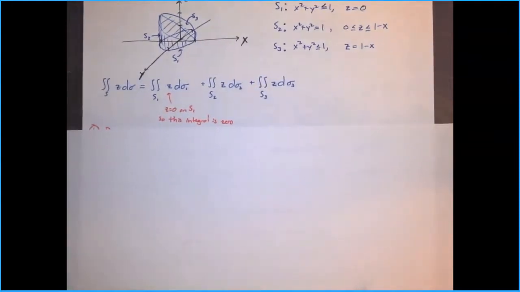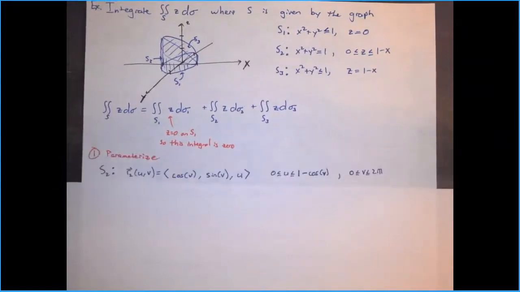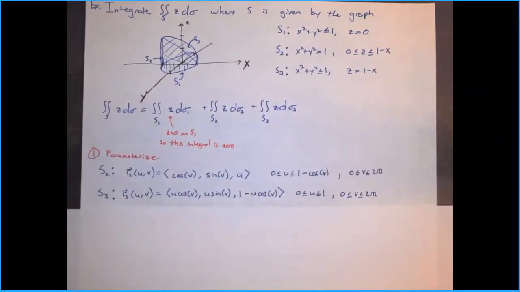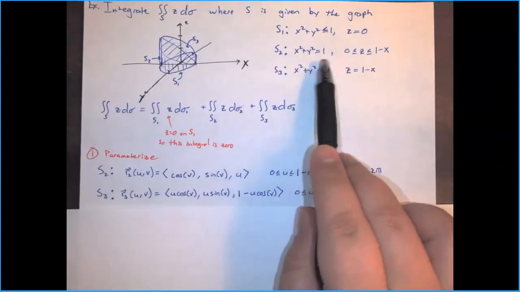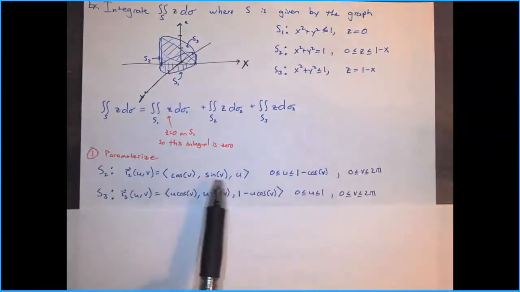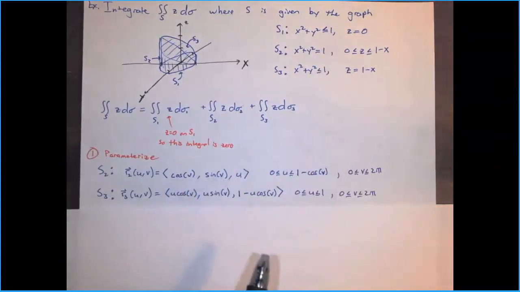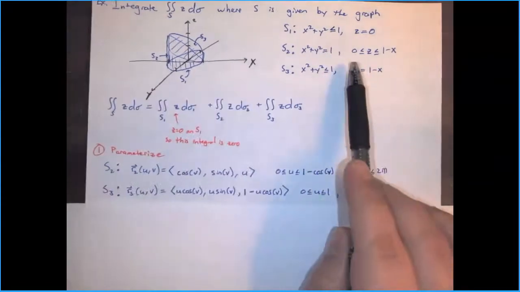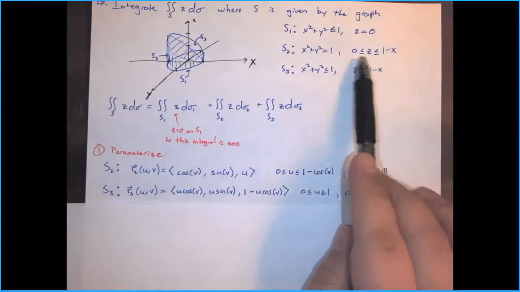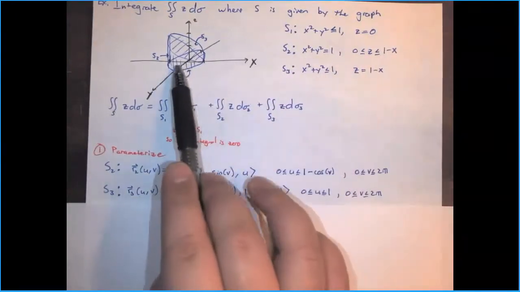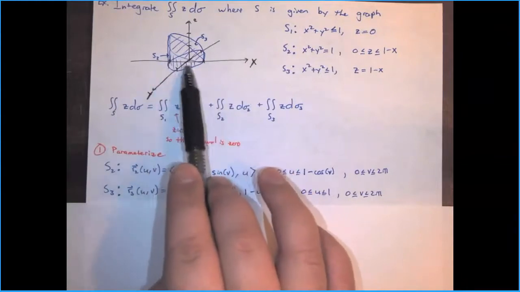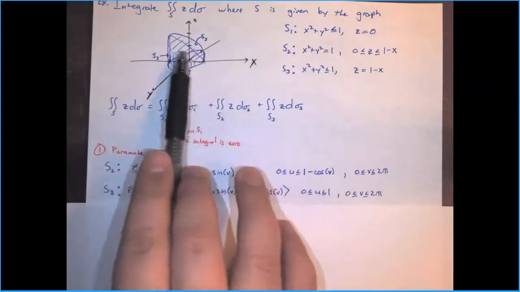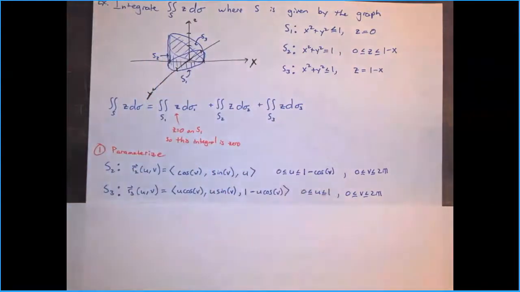Alright, so going through this, I go through the same steps. I need to parameterize these 2 surfaces. Since surface 2 is part of a cylinder, I'm just going to use cylindrical coordinates where the radius is fixed at 1, because I have x squared plus y squared equals 1. So x and y become cosine v, sine v. Z I'm going to just call u. And here I have u goes from 0 to 1 minus cosine v because I have these bounds for z. In this piece of a cylinder, I'm always going from the xy plane to this plane above. So it's going from 0 to 1 minus x.